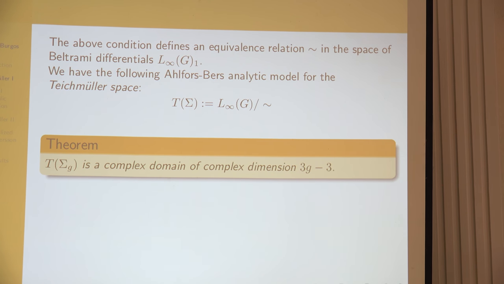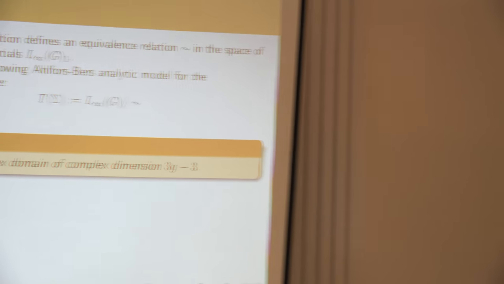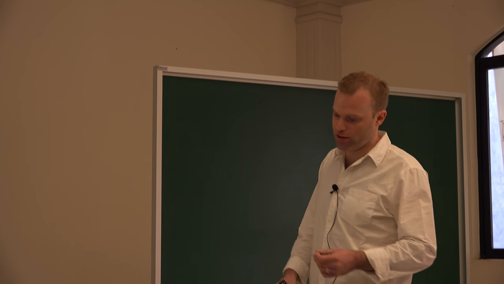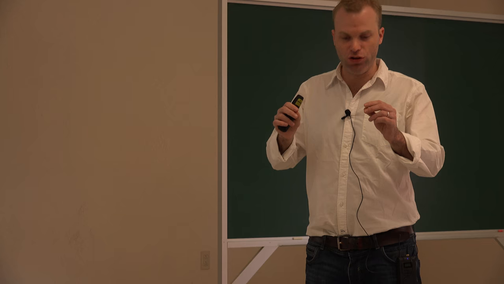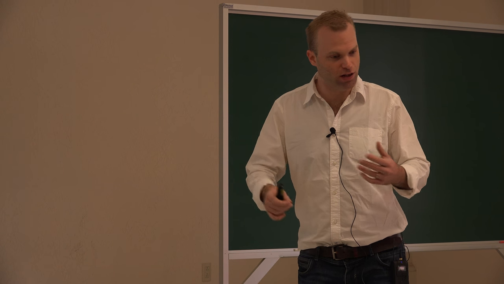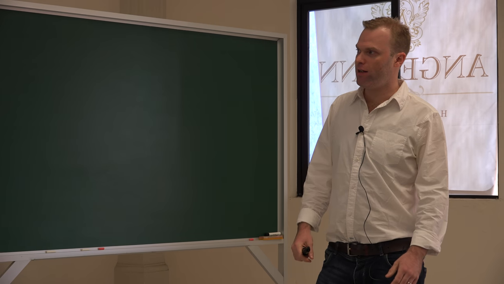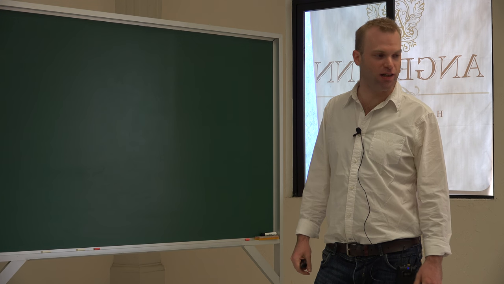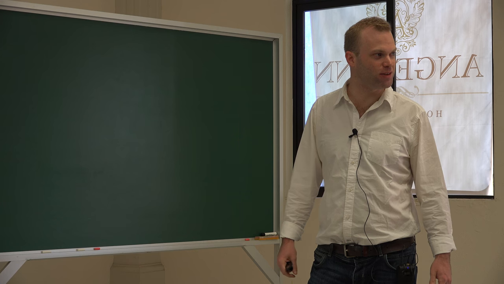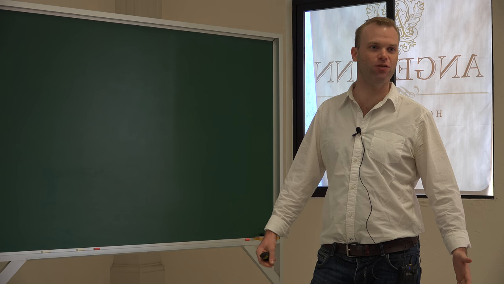It's a very deep theorem that the Teichmüller space is a complex domain of complex dimension 3G minus 3. Very deep, because the moduli space is an orbifold. We have these orbifold points that don't allow us to work very comfortably. And the Teichmüller space is just a ball in complex space. It's the nicest thing you can think of.